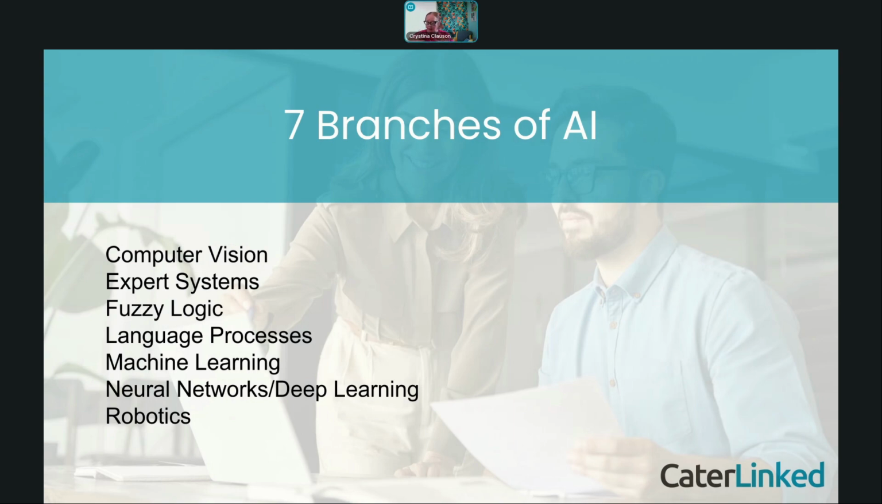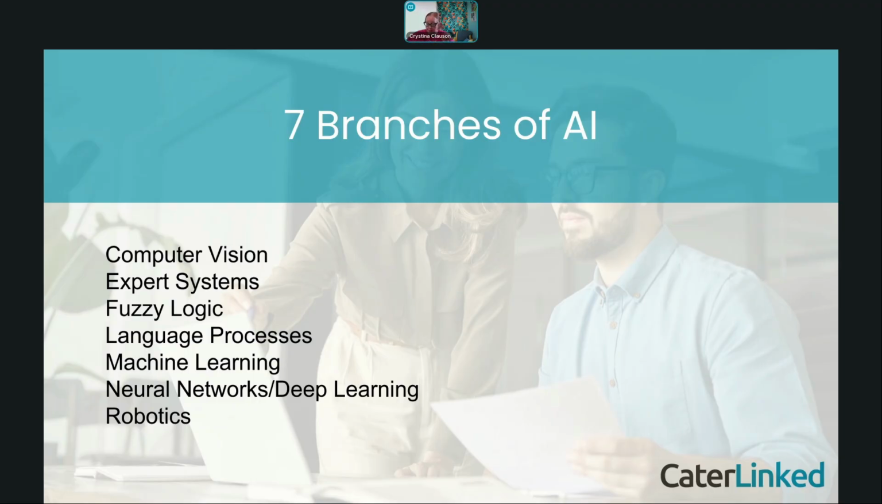Expert systems are programs that specialize in doing a specific task very well. Fuzzy logic helps figure out what is the most right answer. So AI doesn't know what's right, it knows what's popular. So it uses logic like if-then statements to help figure out what is most likely right in a yes or no answer.